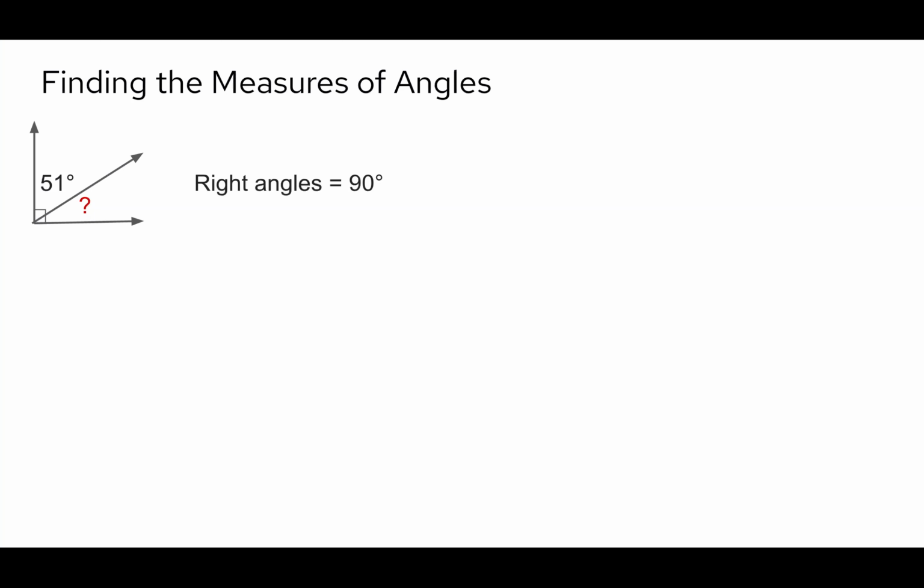First of all, we know that right angles equal 90 degrees. And I know this is a right angle because of this little square here. So I can take my 90 degrees and subtract 51 degrees, and my missing angle is 39 degrees.